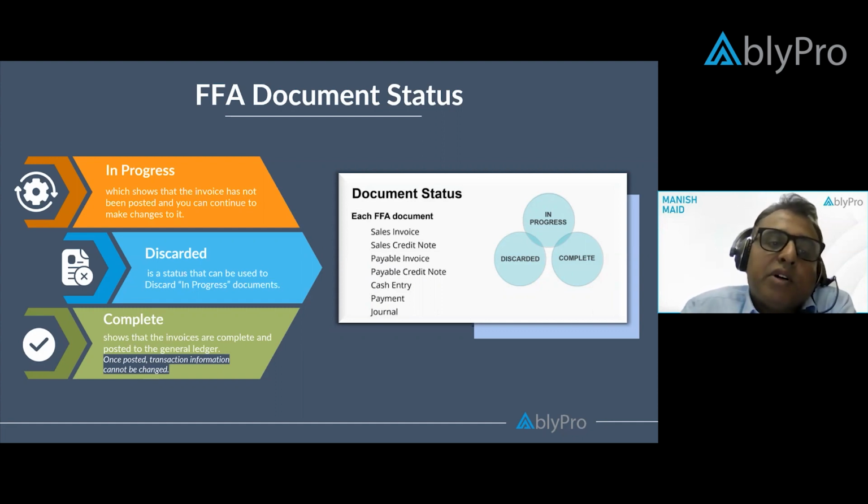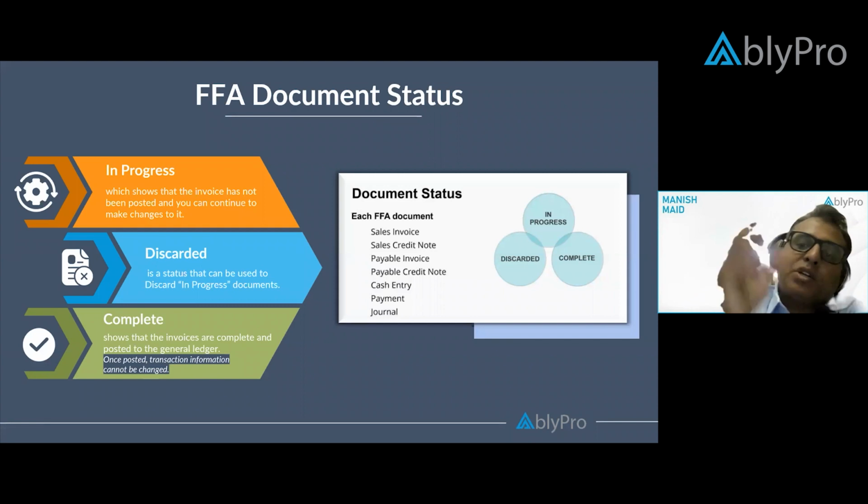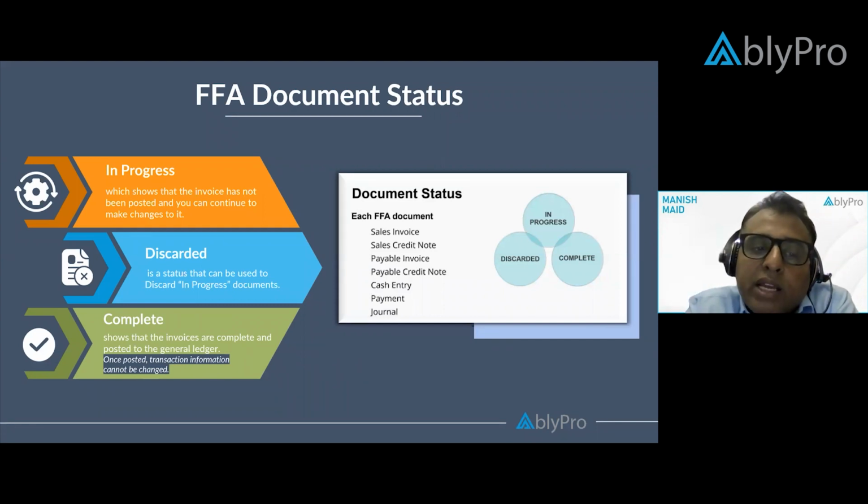And finally, we have a document status called complete. This is the one which we definitely look upon and which is the backbone of all our financial transactions in the system. This definitely helps us in generating financial reports. Whenever a document is marked as complete, it shows that invoices are complete and posted to the general ledger. The entry moves to the general ledger. Associated ledgers are filled with the values and they can be represented in the reports.